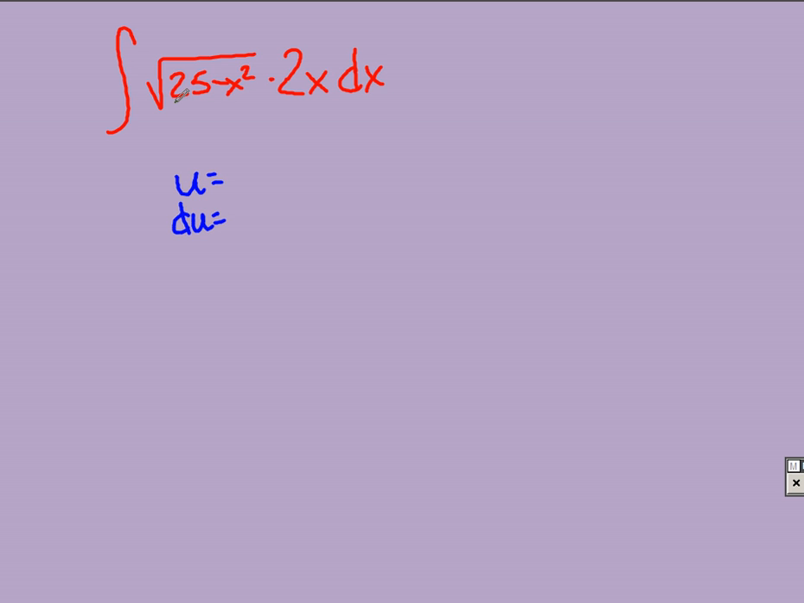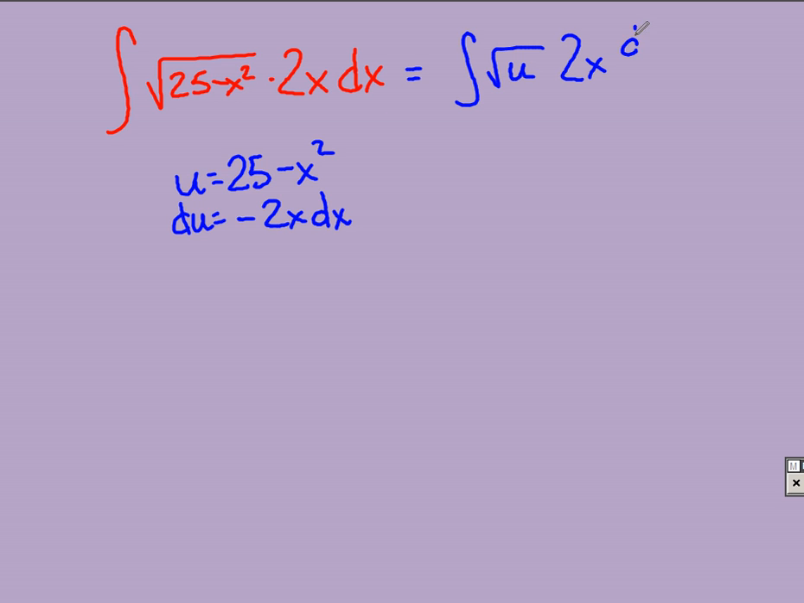Alright, again, you should have noticed that the x squared, its derivative is 2x. So I want this inside part, the 25 minus x squared, to be your u. That means your du would be a negative 2x. Don't forget about that negative 2x dx. So, evaluating it now, it's the square root of now u. The 2x I'm going to keep right where it is, and dx is now going to be du divided by negative 2x. The 2x's will cancel each other out.